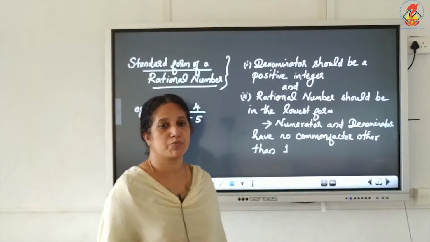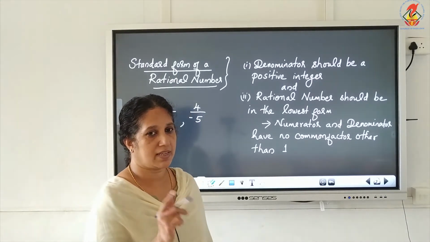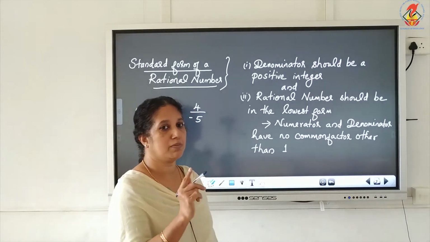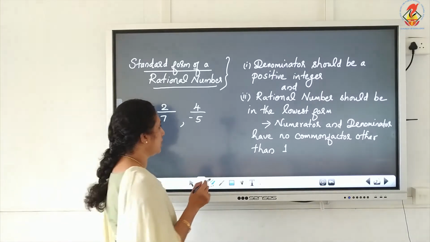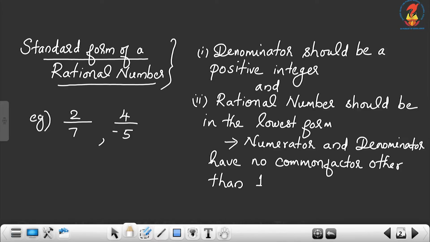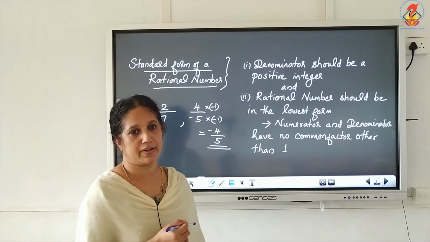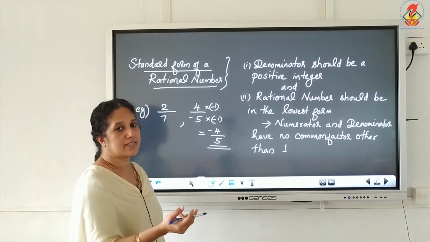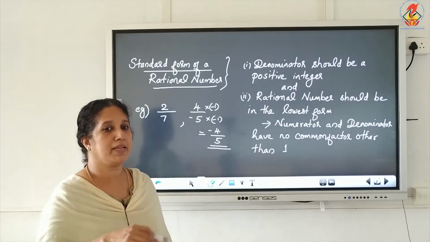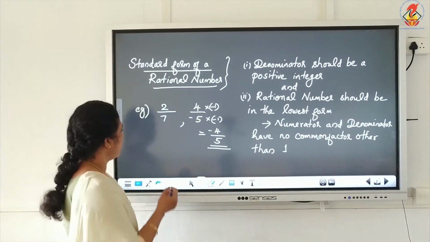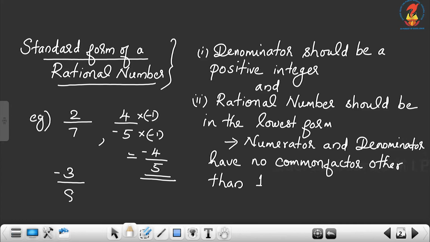How can we make it a positive integer? That one you have to remember: you have to multiply both numerator and denominator by negative 1. So 4 by negative 5, multiplying both numerator and denominator by negative 1, we get negative 4 by 5. So negative 4 by 5 is in the standard form. So if the given rational number is not in the standard form, we can make it into the standard form.